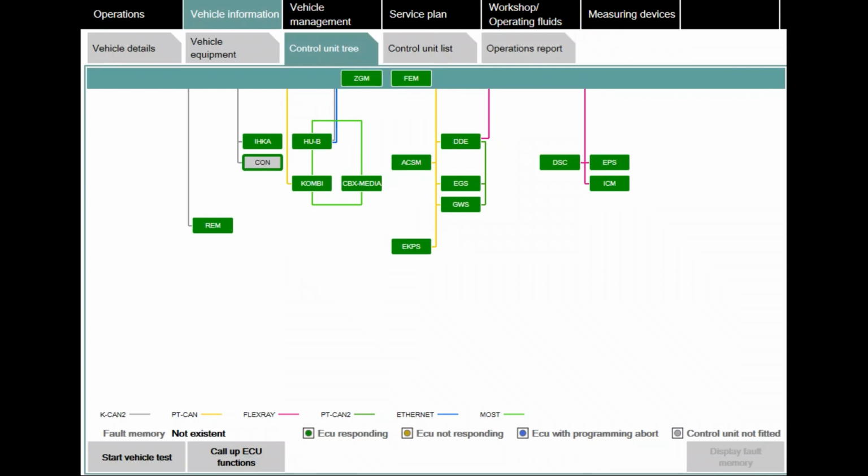So all's well that ends well, non-existent faults, that's what we want to see. Customer's happy. Probably won't cost him so much to replace that little box. And that's my job done for today.